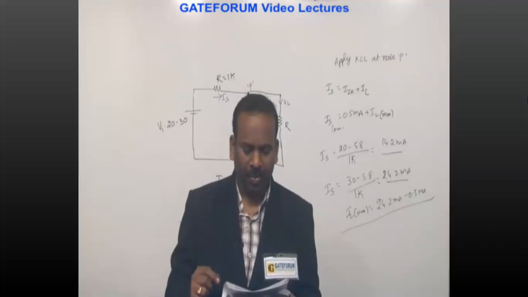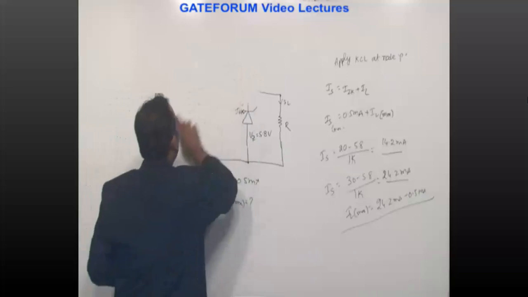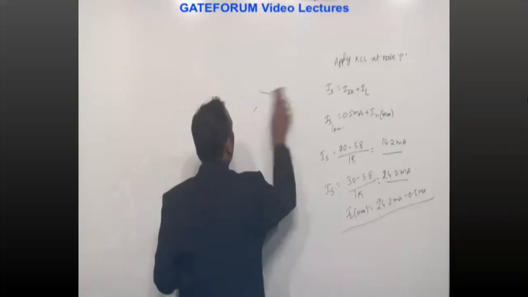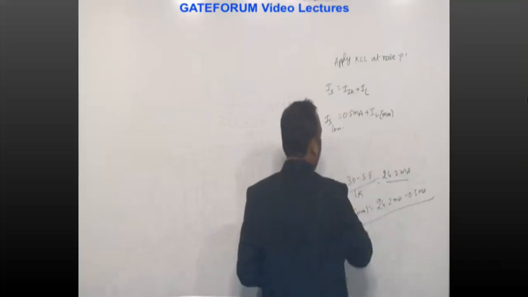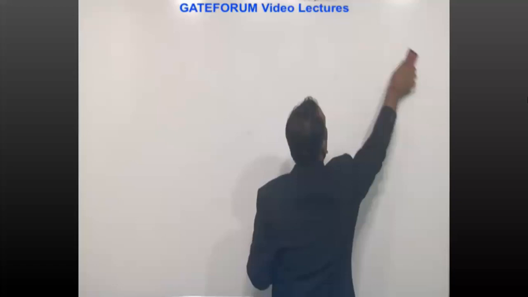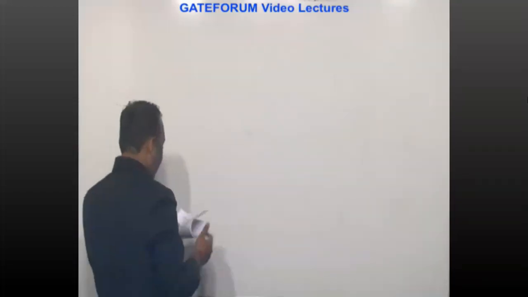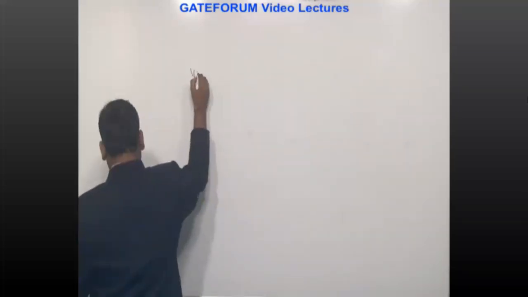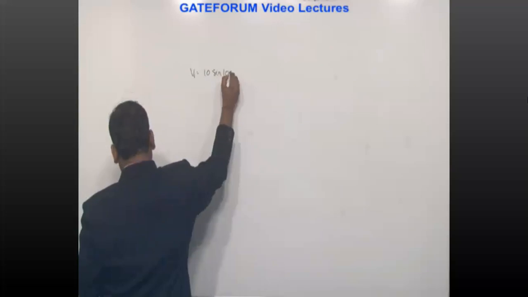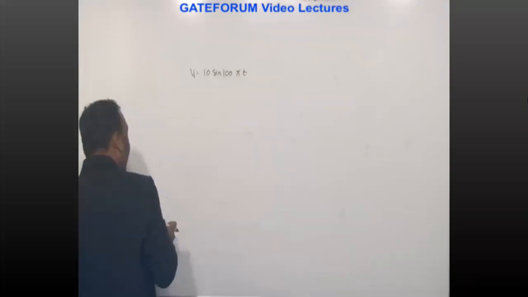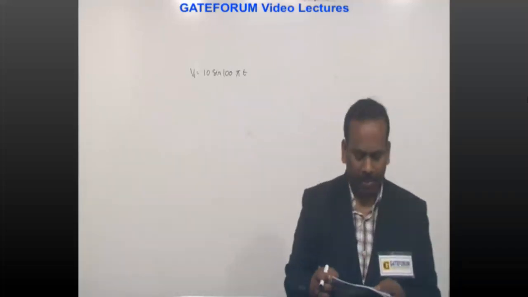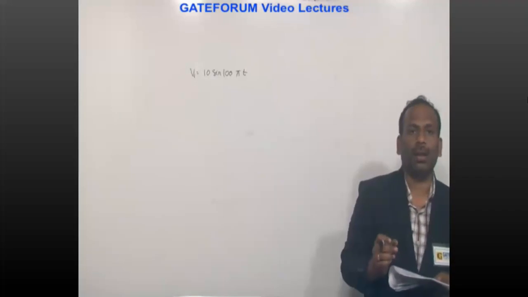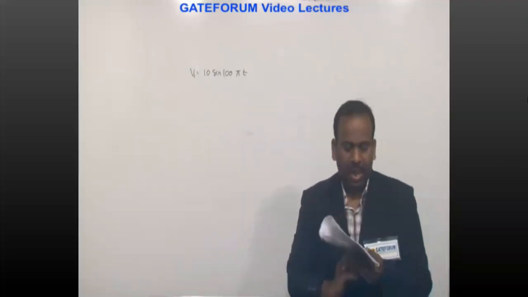In the following limiter circuit, an input voltage Vi equals 10 sin 100 pi t is applied. Assume that the diode drop is 0.7 volts when it is forward biased.